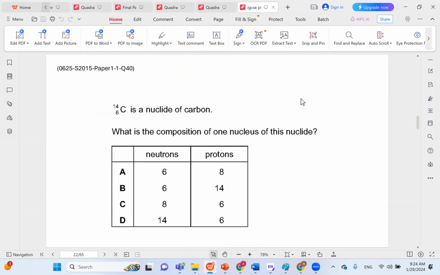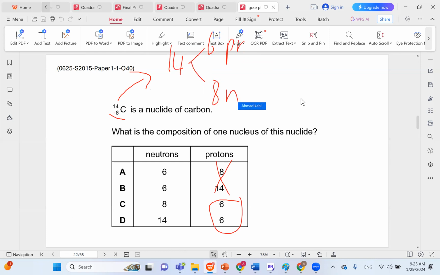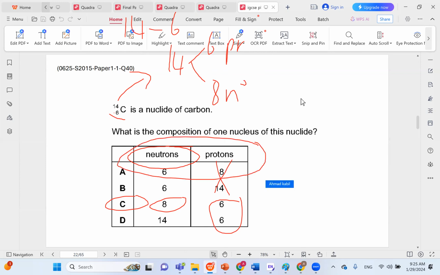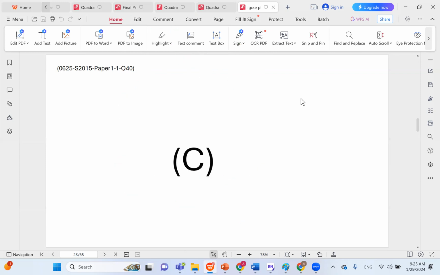Carbon-14 is a nuclide of carbon. What is the composition of one nucleus of this nuclide? So like we said, this is the proton number. So we have 6 protons. And the number of nucleons, the total number inside the nucleus, is 14. So we have 6 protons and 8 neutrons. How did I get the 8? Basically, I did 14 minus 6 to get the remaining number. So how many neutrons do we have? We have 8 neutrons. Beware again of the difference between neutrons and nucleons. They are two different things. Nucleons are basically all of these, neutrons plus protons. So C is the correct choice here.